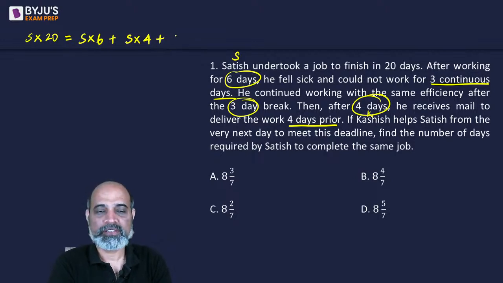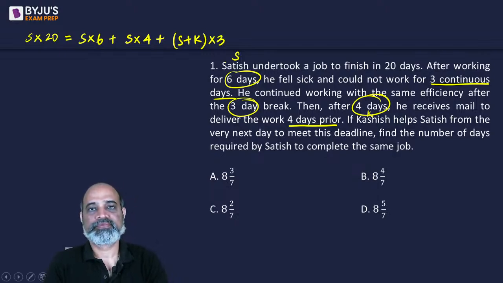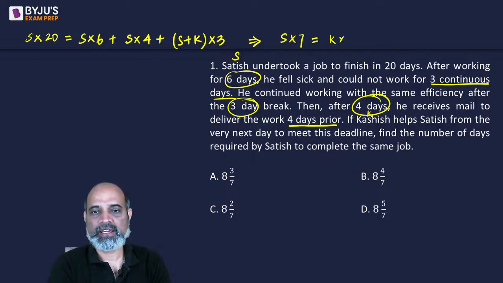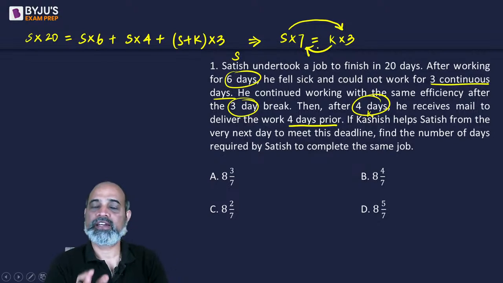Now Satish and Kashish both start working, and they work for the next 3 days to finish. From here, we will get the relation between Satish and Kashish. So this is 6 plus 4, 10, plus 3, 13. So we will have S into 7 is equal to K into 3. That means the efficiency of Satish is 3 and the efficiency of Kashish is 7. So we can assume this.